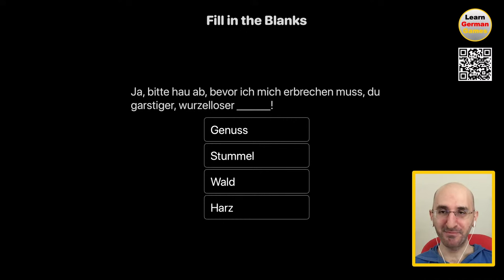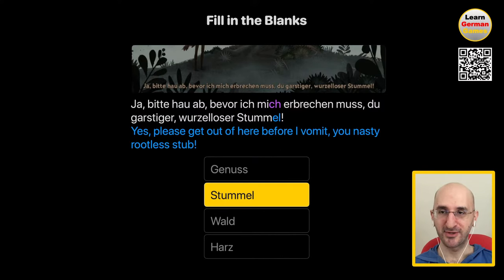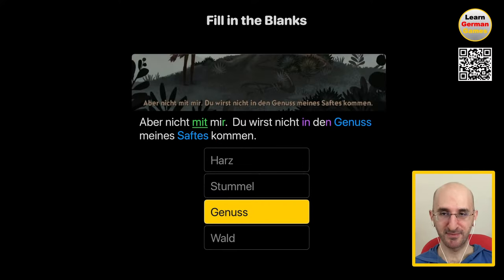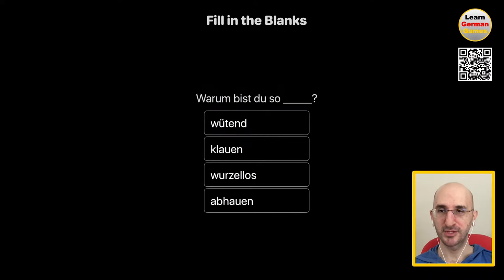Ja, bitte hau ab, bevor ich mich erbrechen muss, du garstiger, wortloser something. Stummel, sehr gut. A stub. You nasty, ruthless stub. Aber nicht mit mir. Du wirst nicht in den something meines Saftes kommen. Genuss, pleasure. Not with me, you will not enjoy the pleasure of my juice.